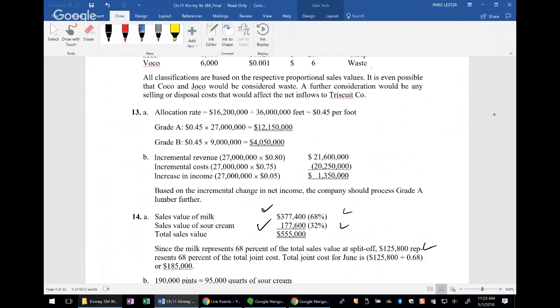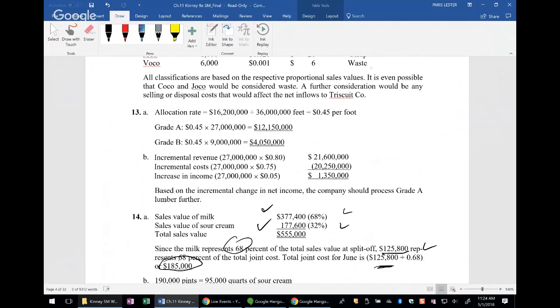68% of the total joint cost. Total joint cost for June is 125,800 divided by the 68% to give us $185,000. Okay? Now look at that again. The milk was assigned 125,800 of the joint cost. We've got to know the total joint cost, and that's what we are finding.